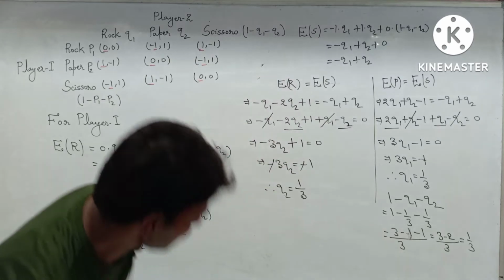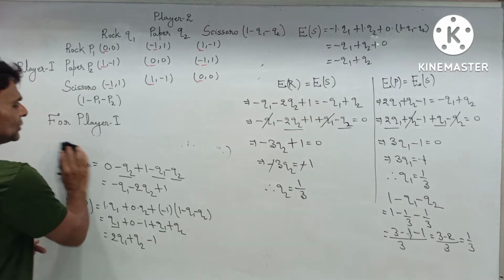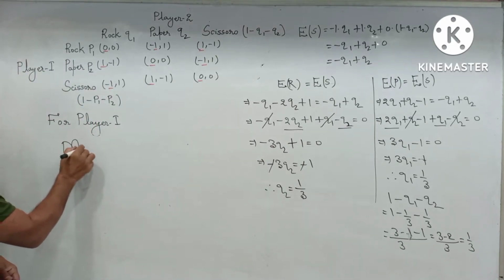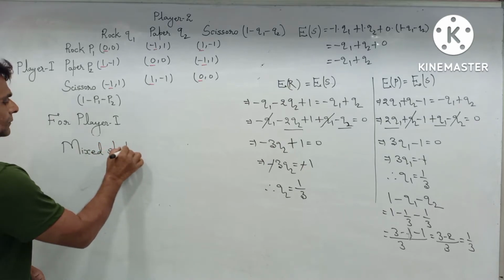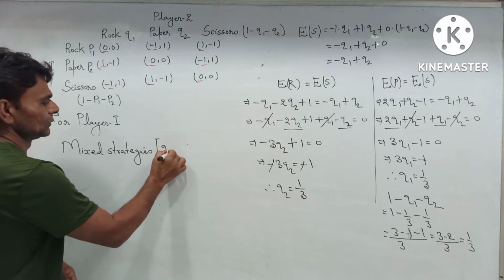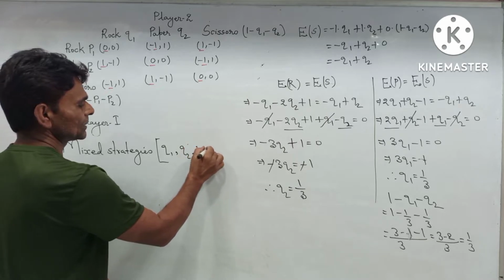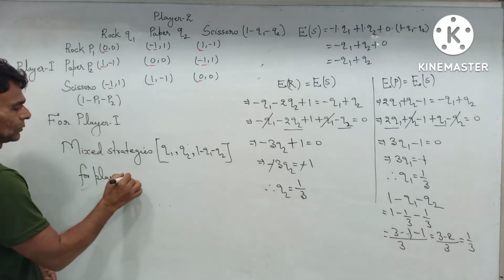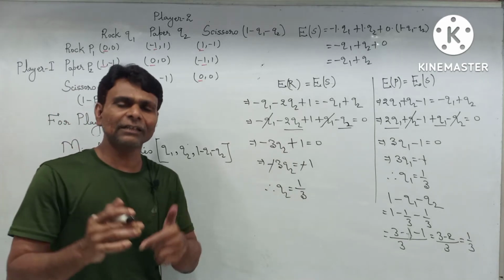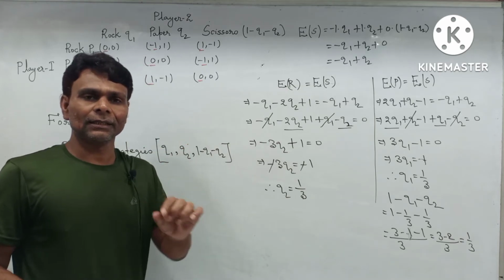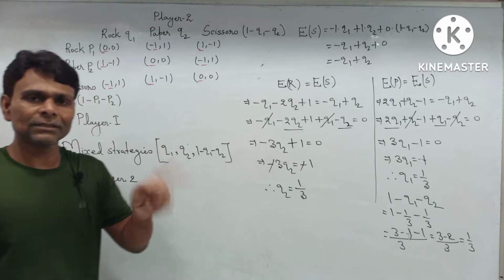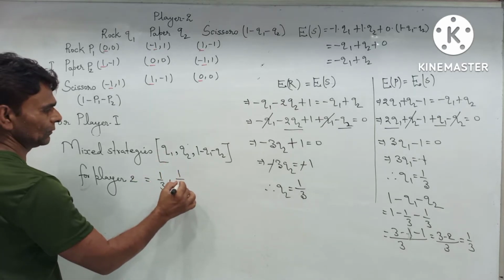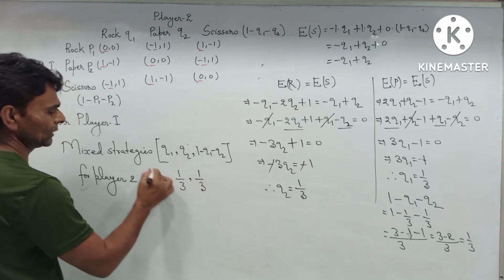Now we can write the mixed strategy q1, q2, 1 minus q1 minus q2 for player 2, because we assumed at the start of the solution of this problem that player 2 plays the game with strategy q1, q2, 1 minus q1 minus q2 respectively, equal to 1 by 3. It is the value of q1 and q2, 1 by 3, and for 1 minus q1 minus q2 we got the value 1 by 3.